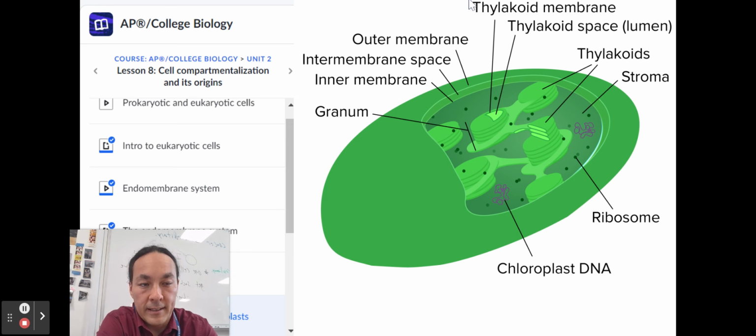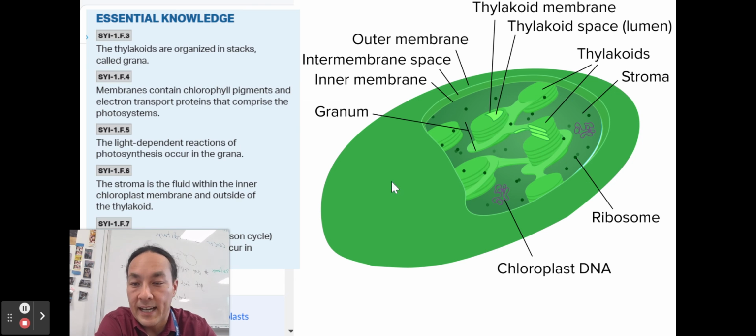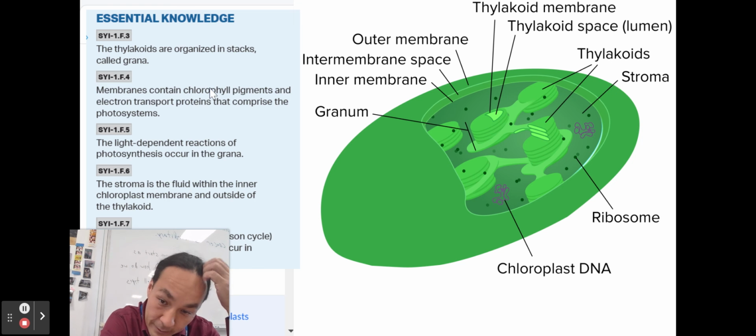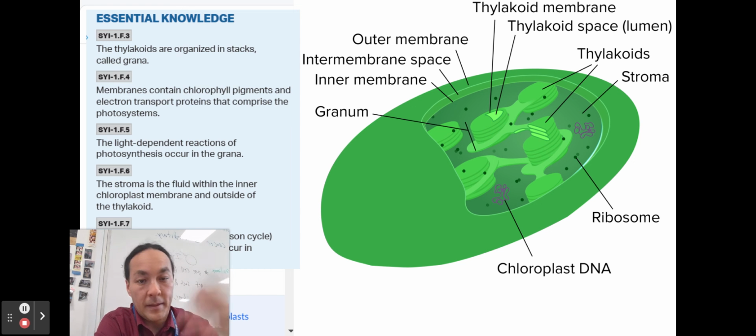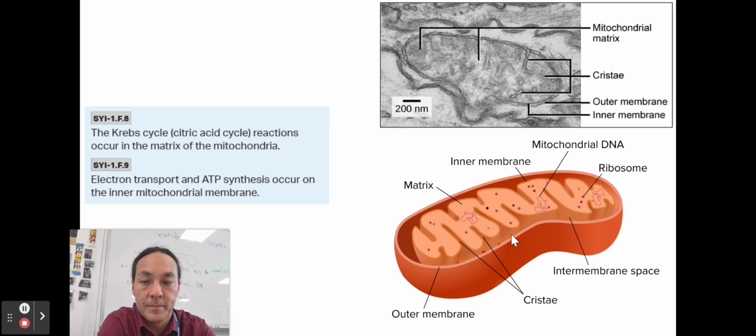Let me pause for a second here. I just checked my guide, which I then just had come up right here. The one thing I missed was that these thylakoid membranes have chlorophyll inside of them. And the chlorophyll is what's going to get excited by the sun's rays, the sun's photons, and then begin the process of photosynthesis, or the light-dependent reactions. All right, the mitochondria. Let's look and see what the guide said. We need to know that the Krebs cycle reactions occur in the matrix, and that electron transport and ATP synthesis occur on the inner mitochondrial membrane.